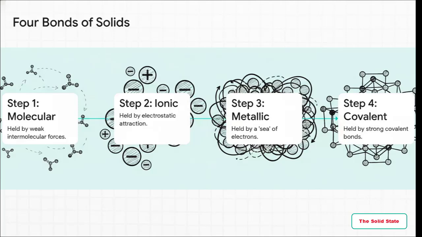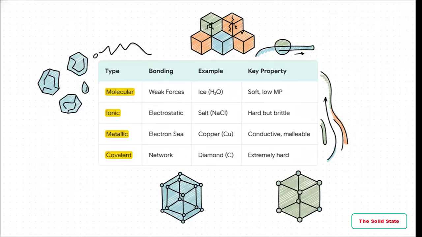We'll start at the bottom with the pretty weak forces holding molecular solids together. Then we'll climb up to the powerful pull of ionic solids. Then we've got the really unique situation in metallic solids. And at the very top, the absolute strongest, the unbreakable network of covalent solids. So what does this look like in the real world?